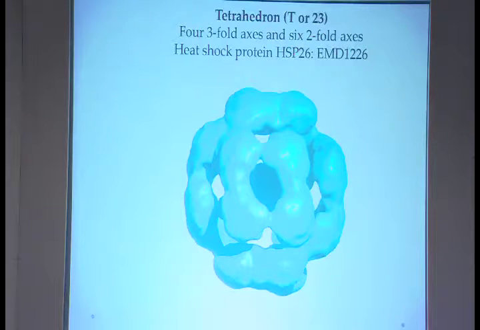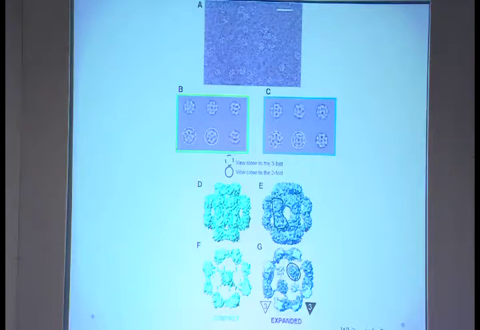Tetrahedron, there should be 4 3-fold axes and 6 2-fold axes. So this is an example with heat shock protein, HSP26. And again, if you look at these projections of different orientations, what you see in the dotted line here is a view close to the 3-fold, and then in a solid circle here is a view close to the 2-fold. So from the projections of the different orientations of the molecule, it should be possible to figure out what kind of symmetry is there.